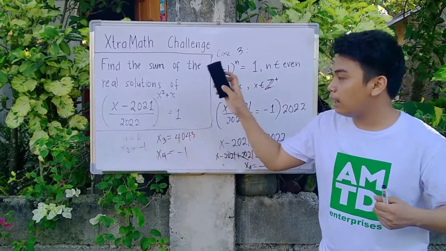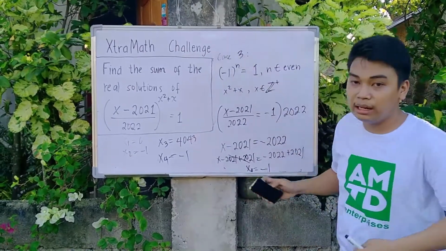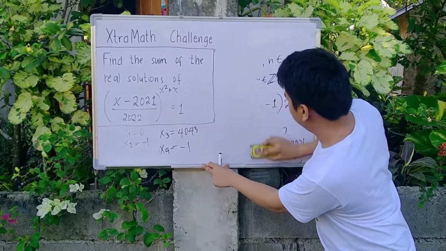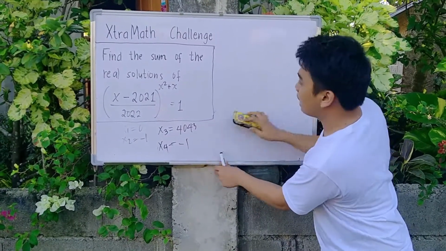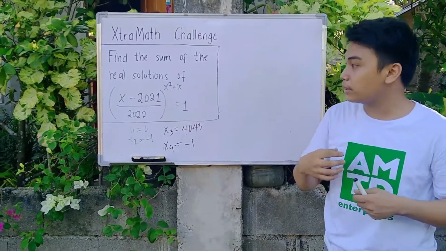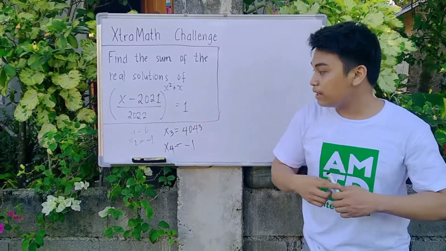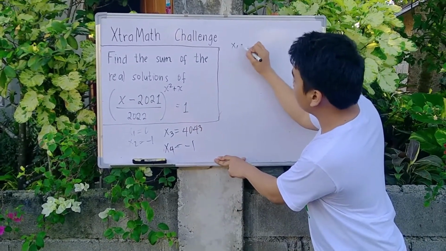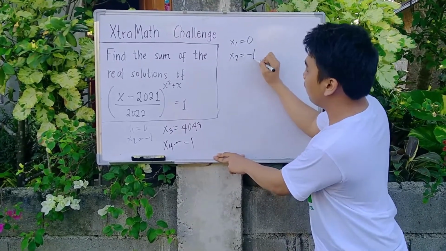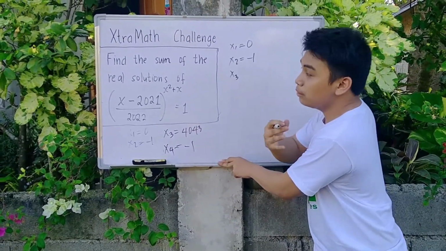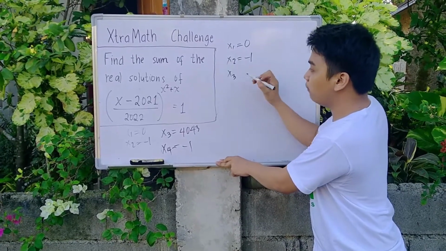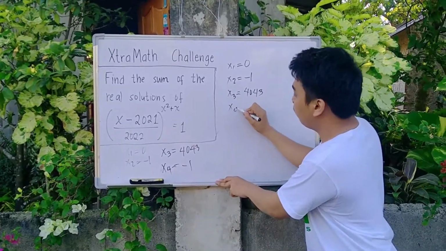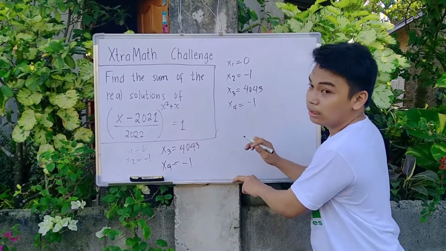Ngayon, balik tayo sa problem. Okay, erase natin ito. Kasi, we are asked to find the sum of the real solutions of the given equation. The first solution is 0. The second solution is -1. The third solution is 4,043. And the fourth real solution is also -1.